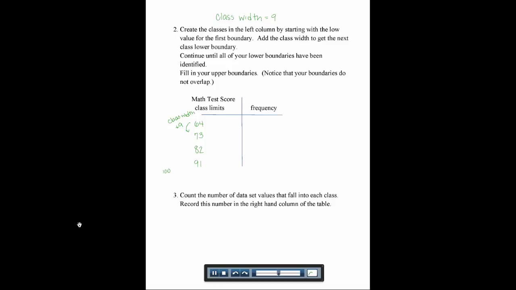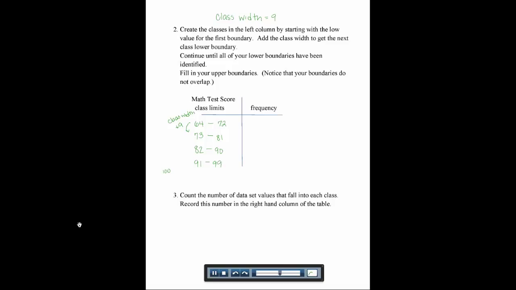Now our upper limits will be 1 less than what we have for the next lower limit. So since the lower limit of the second class is 73, the upper limit for our first class is 72, 1 less. This one would be 81, then 90, and here's why writing the 100 off to the side is helpful. We see that our upper limit here should be 99.